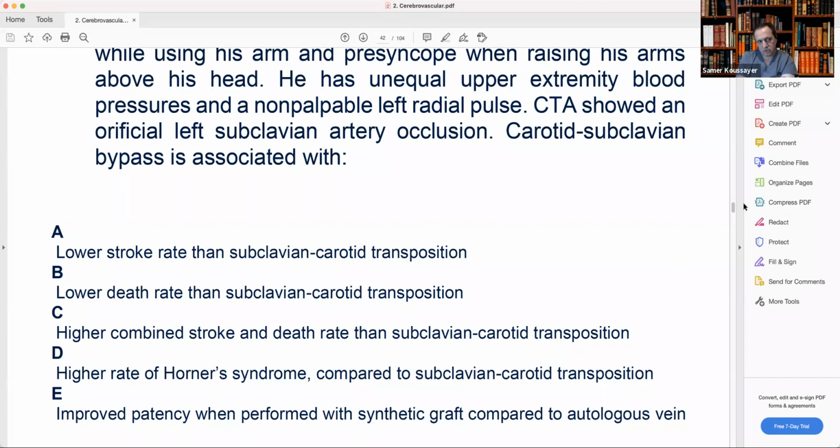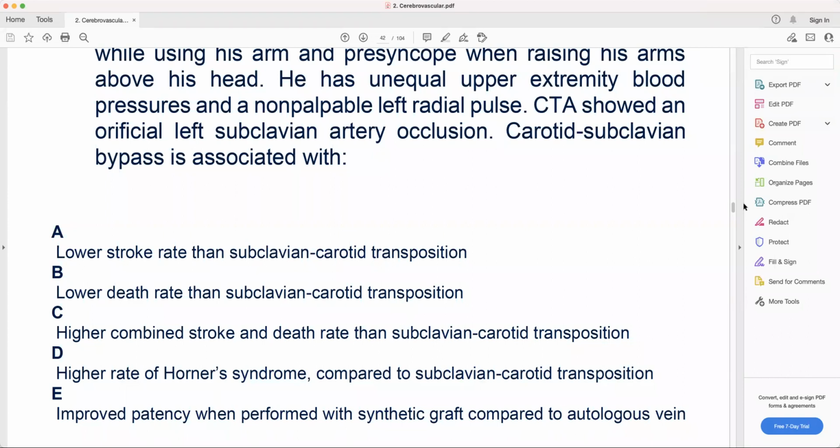So these are the two sides. What are you gaining from this procedure? The only thing you gain is that you don't put in a graft, that's all. But if you look at patency, all the studies show no difference in patency. That is why most people stay away from transposition. Now most people do carotid subclavian bypass. Let's go through the question.